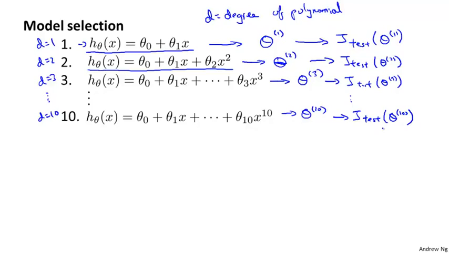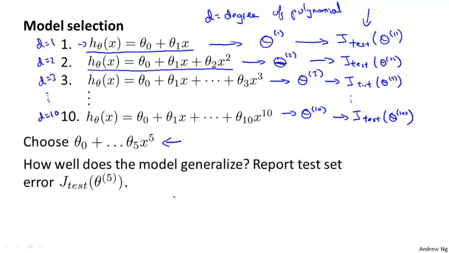Now, one thing I could do then, in order to select one of these models, is see which model has the lowest test set error. And let's just say for this example that I ended up choosing the 5th order polynomial. So this seems reasonable so far.